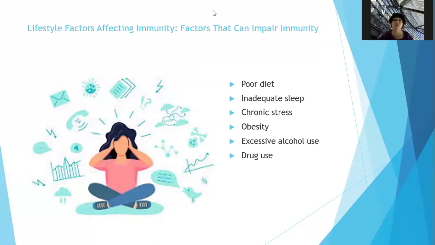So there are lifestyle factors that affect immunity, factors that can impair immunity. Poor diet. If you're not getting enough vitamins and phytonutrients and whatnot, then your immune system's going to be impaired. If you don't get enough sleep, if you're under chronic stress, if you are obese, because your body has more stuff to process, it's harder. Excessive alcohol use. Alcohol is damaging to cells. It's one of those chemical damaging things. Drug use, same thing. So you have these chemicals damaging your cells, you're not going to have an adequate response.